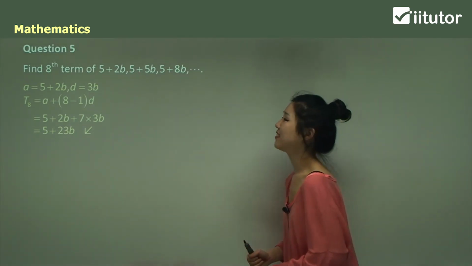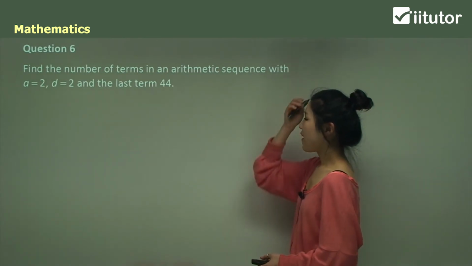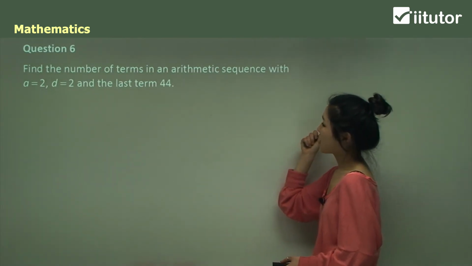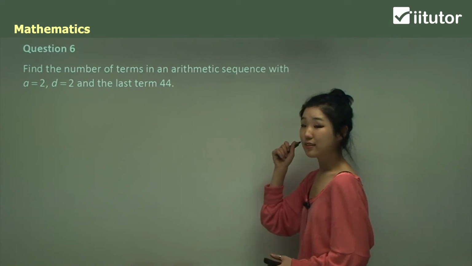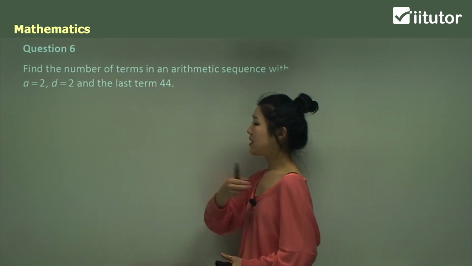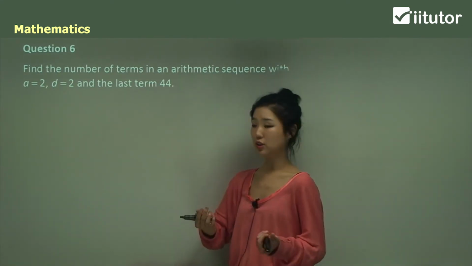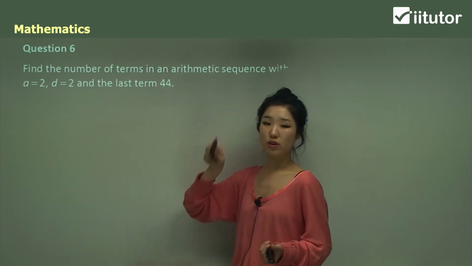Let's move on. Question 6 says, find the number of terms in an arithmetic sequence with A equals 2, so the first term is 2, D is 2, so the common difference is 2, and the last term is 44.